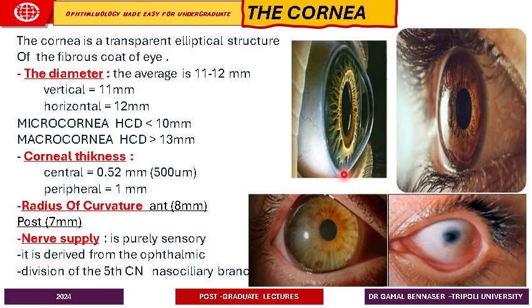The anterior surface of the cornea has a radius of curvature larger than the posterior surface of the cornea, so that the cornea power will equal the power of both the anterior and posterior surfaces. And the nerve supply of the cornea is through the trigeminal nerve, the ophthalmic division, mainly the nasociliary branch.